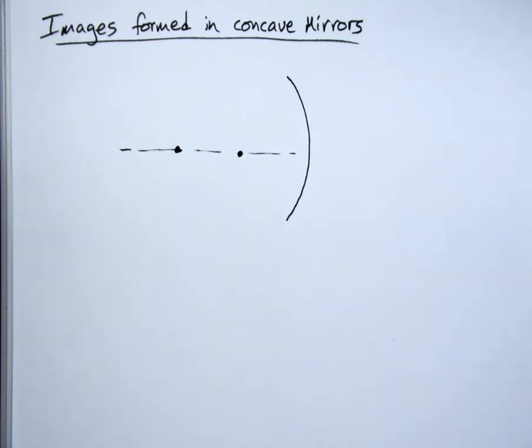Okay, welcome back. Last time we learned some terminology about curved mirrors. We learned about concave and convex. We learned about a focal point and how to label image distance and object distance, image height and object height. Now I'm going to show you how to find an image formed in a concave mirror.